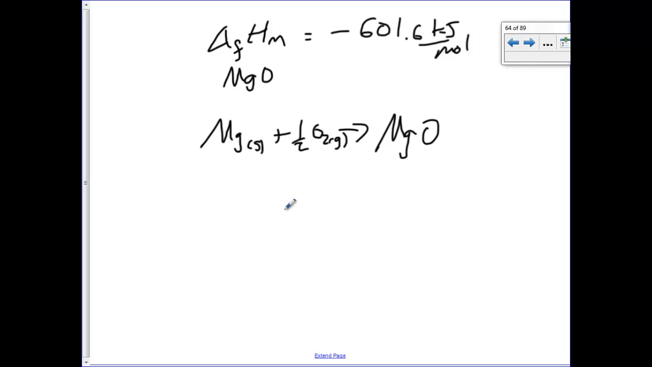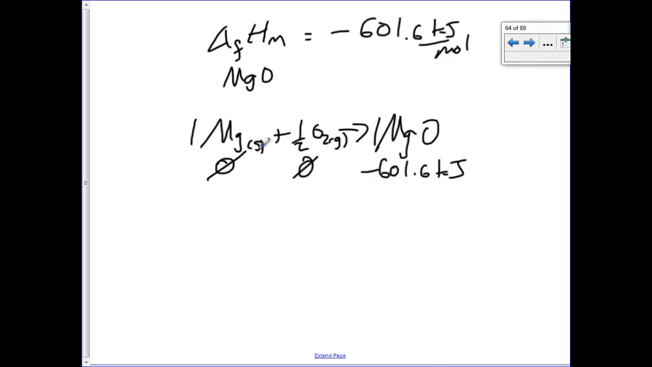The reason why I'm going to choose to do a half an oxygen gas is now the ratio is 1 to 1/2 to 1. Okay. And what this means then is that this number will be assigned a value of 0 because you really can't form magnesium. That makes sense? This number will be assigned a value of 0 because you really can't form oxygen. And then this number right here, if this was 601.6 kilojoules per mole, then since I have 1 mole written right here, this guy will be 601.6.